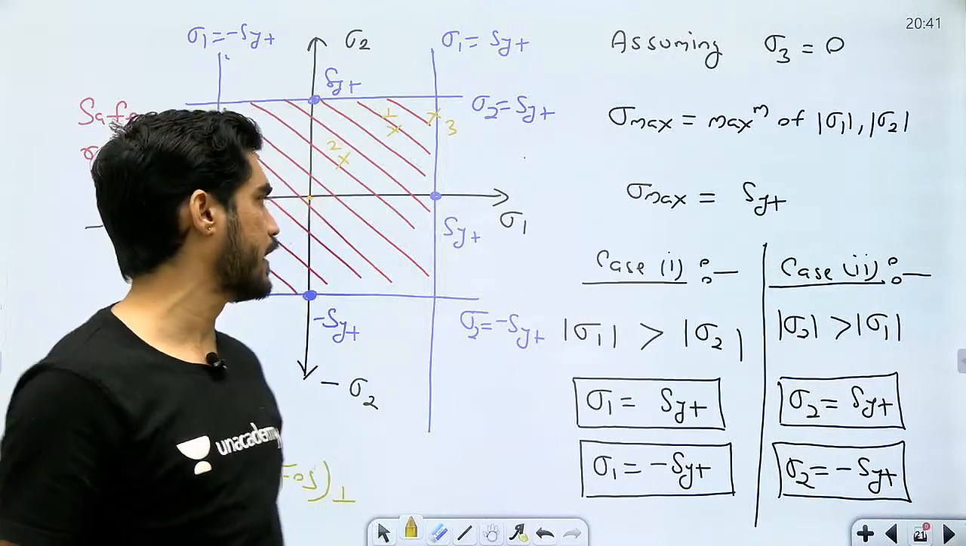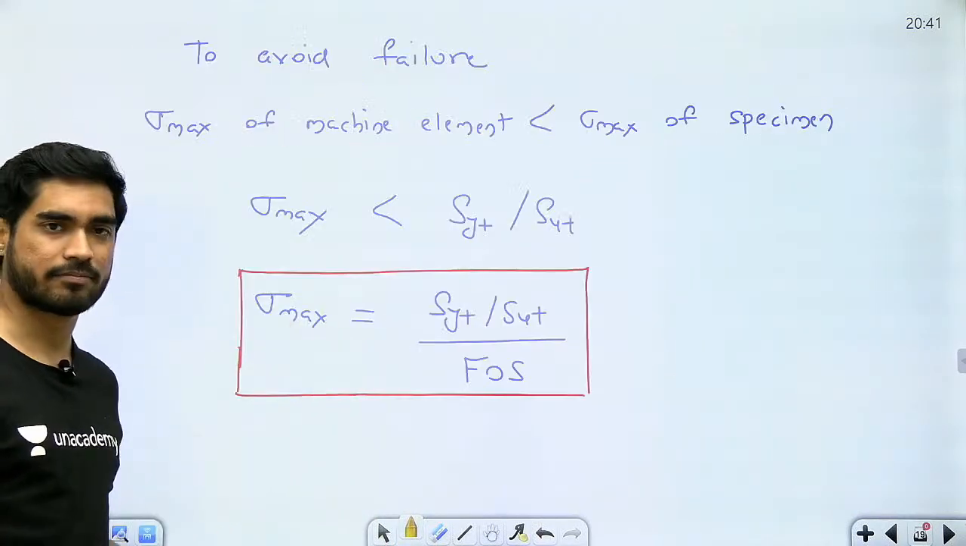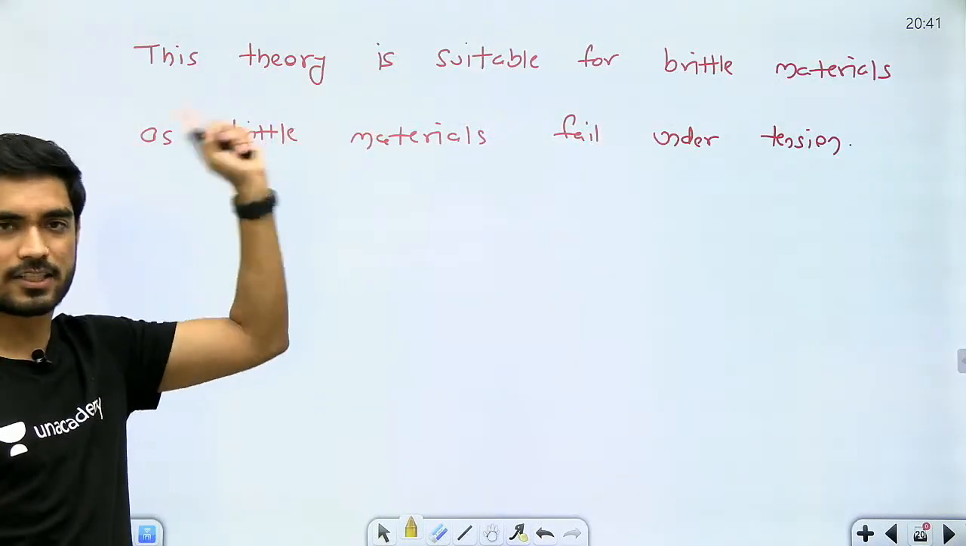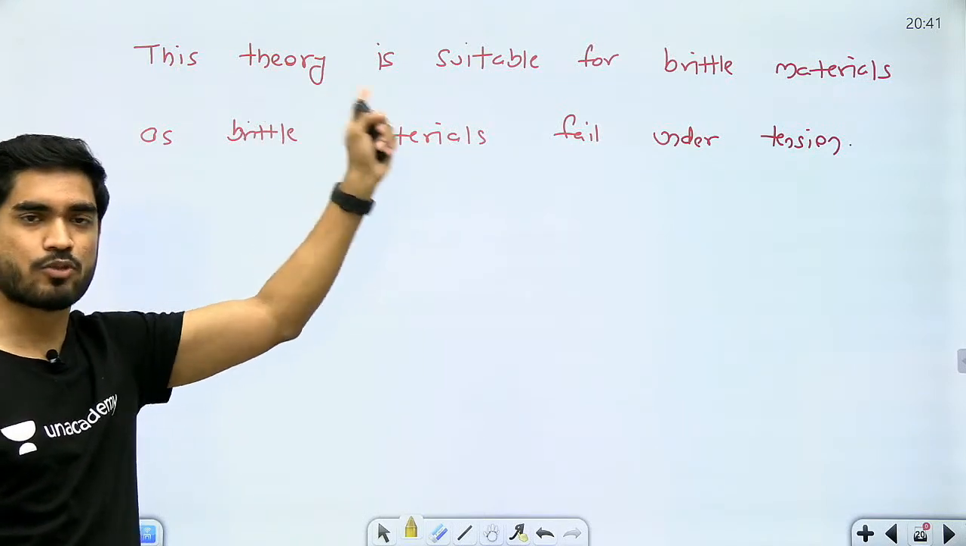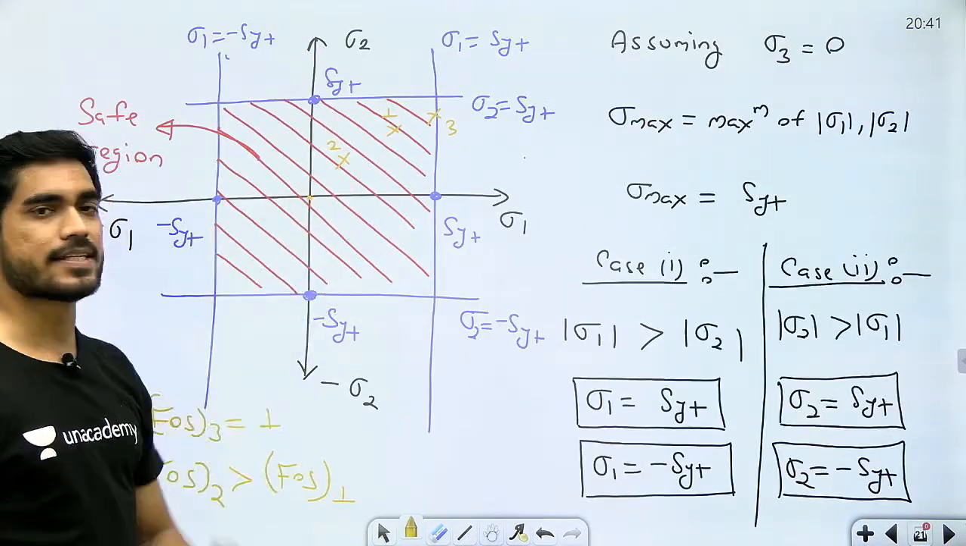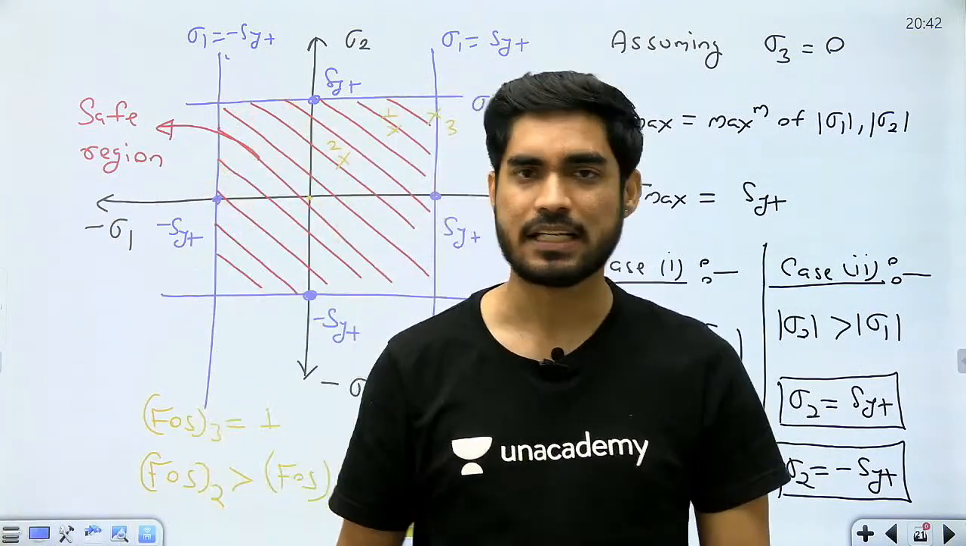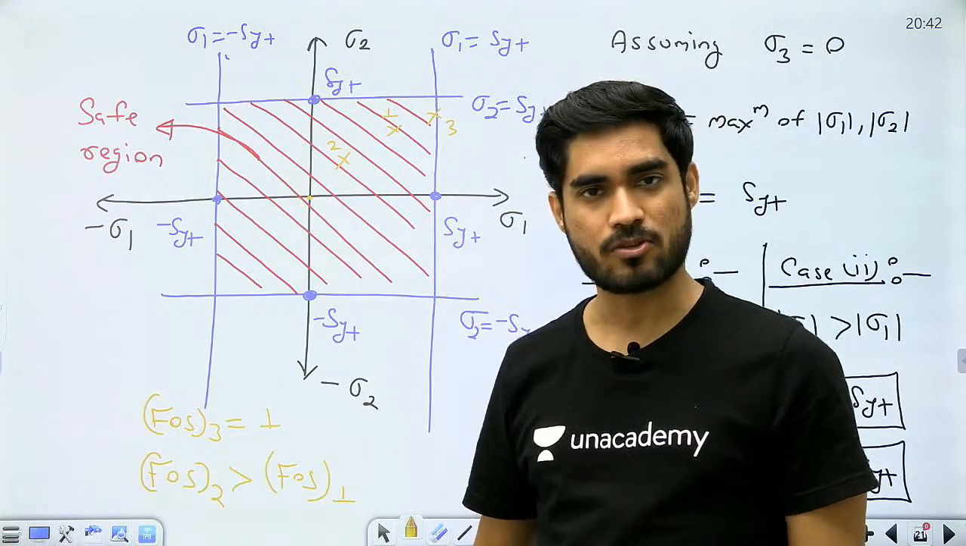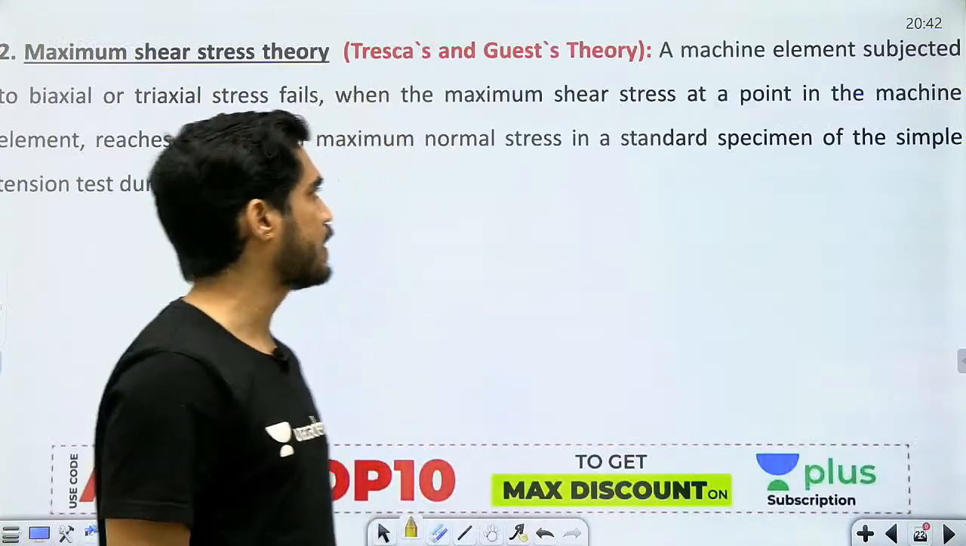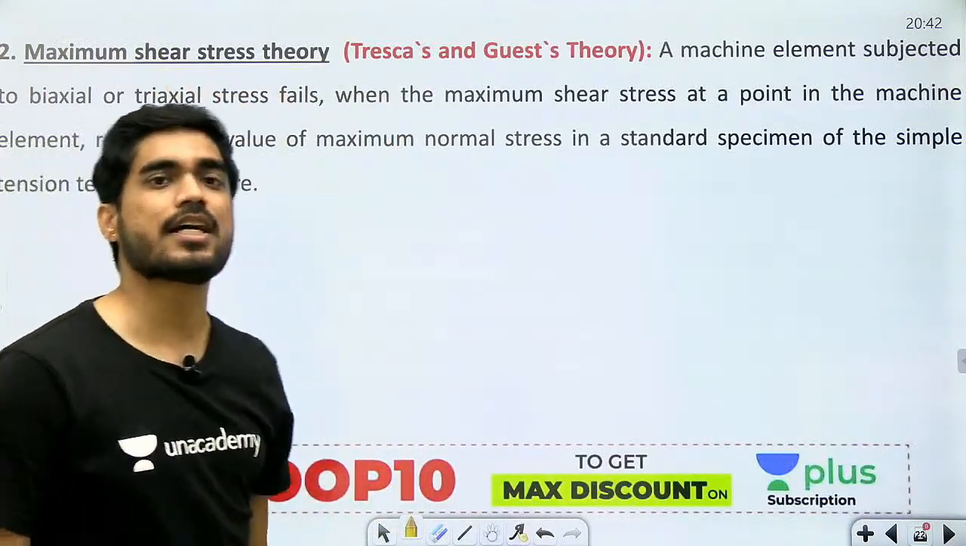For every theory of failure, we need this diagram, we need this equation, we need this information for which material it is suitable, and we need this diagram. Okay, so we have 5 theories of failure, we need 5 relations, and we need 5 of these diagrams. Let's move on to the second theory of failure, which is maximum shear stress theory.